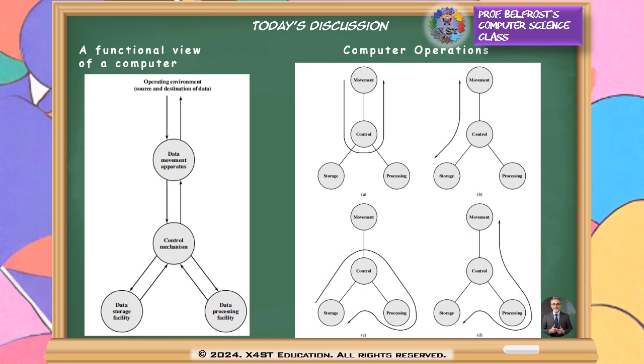So on the right side, you can see there's a picture that I have prepared for you. There are four operations that can be done by these sets of units: the movement units, the control units, the storage units, and the processing units. Okay, I want you to pay attention to this picture and learn it by yourself. Okay, so this is the first assignment for you today.